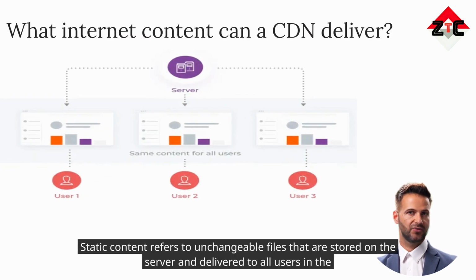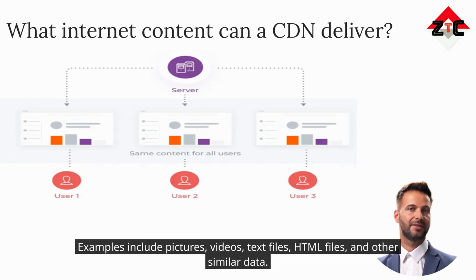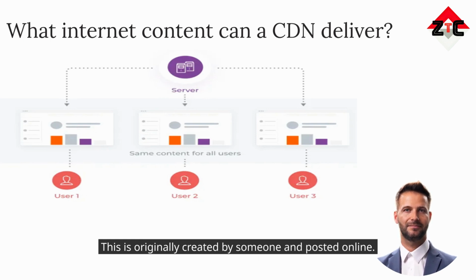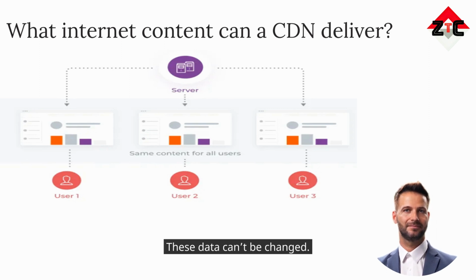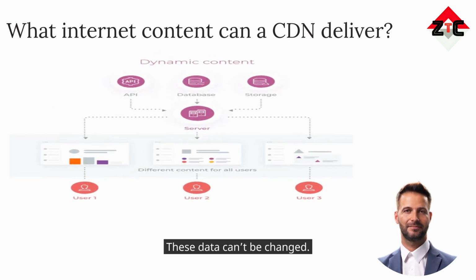Static content refers to unchangeable files that are stored on the server and delivered to all users in the same form. Examples include pictures, videos, text files, HTML files, and other similar data. This is originally created by someone and posted online. This data can't be changed.